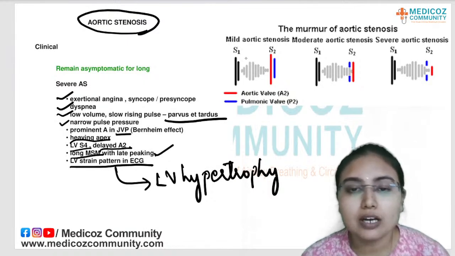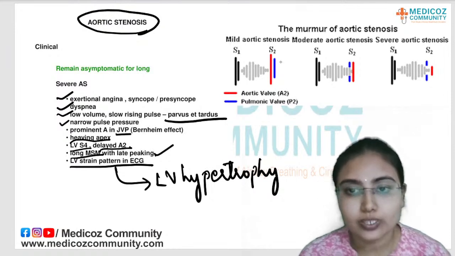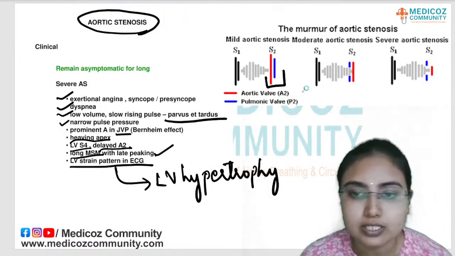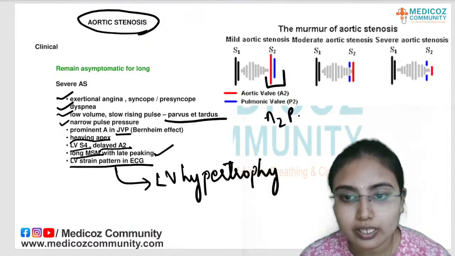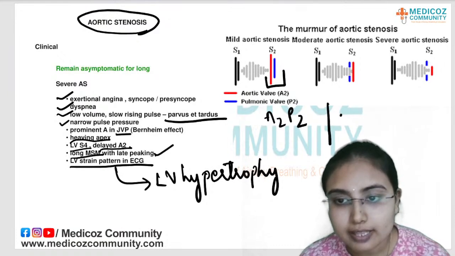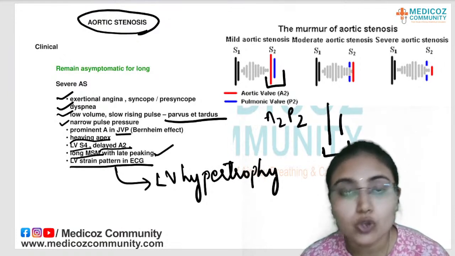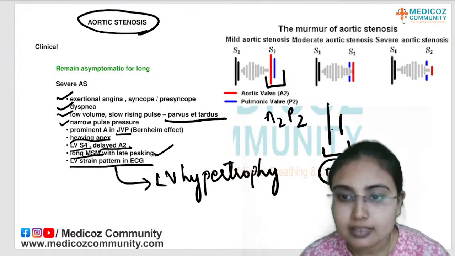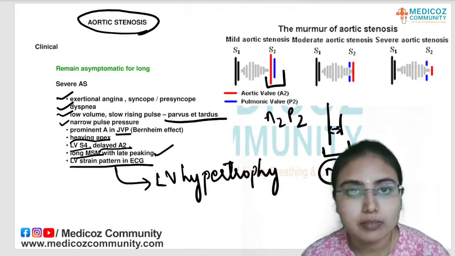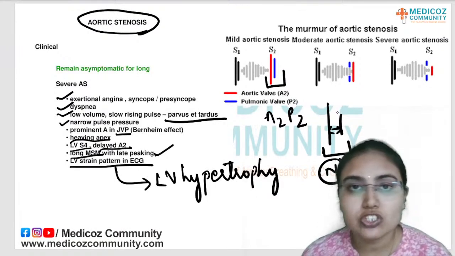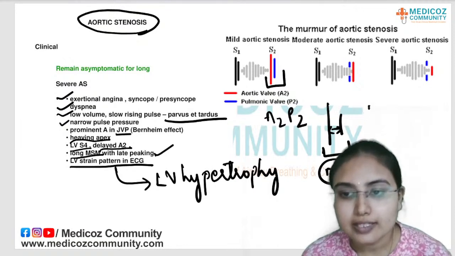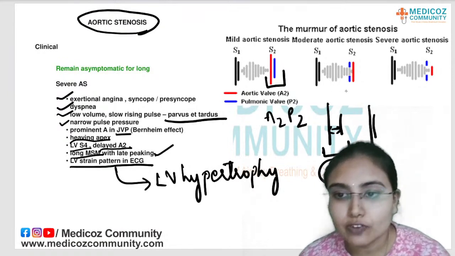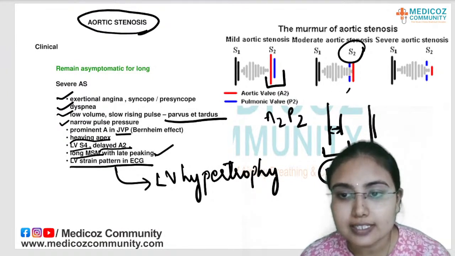Okay. So let's see here what happens to the S2 in aortic stenosis. If you can notice here, the S2 has two components, A2 and P2. Normally the A2 occurs and then the P2 occurs. So this is the gap which is normally present. As aortic stenosis progresses, the gap reduces, because the LV takes more time to eject out the same amount of blood. Hence, the A2 becomes very close to the P2. As it progresses further, the S2 becomes a single sound.